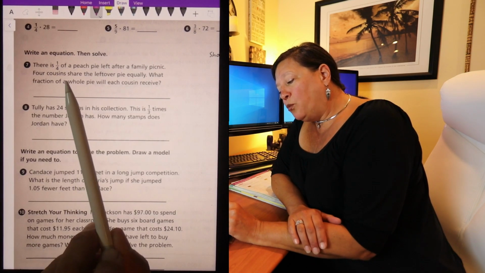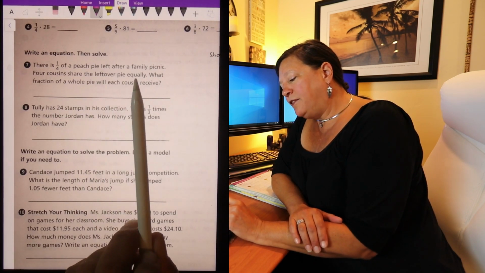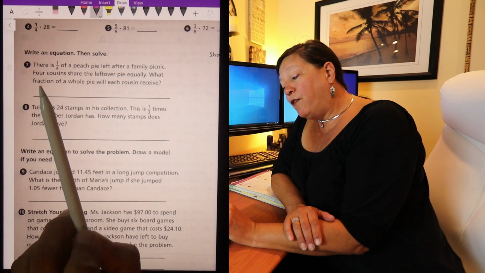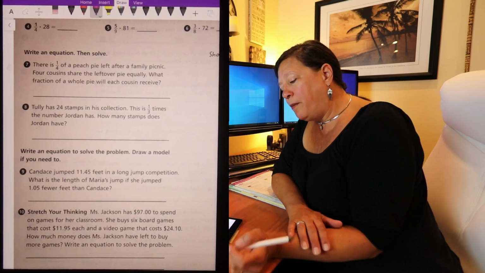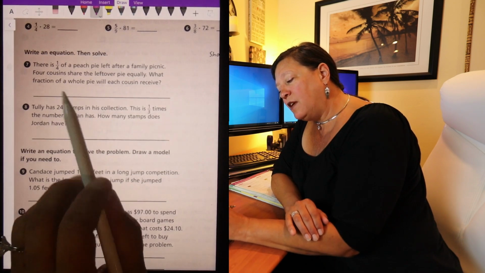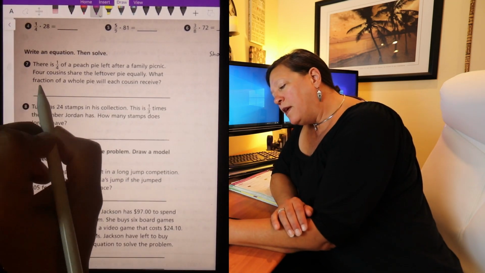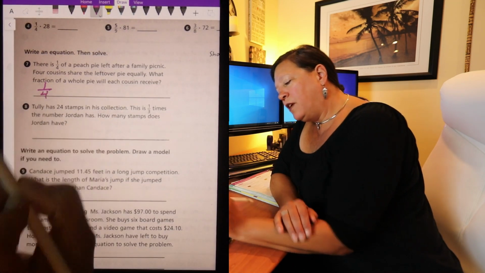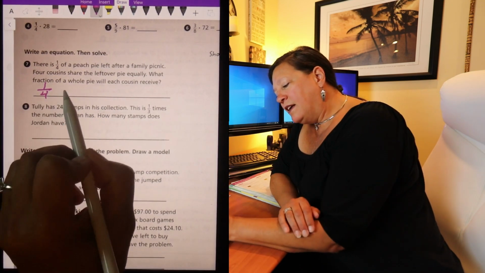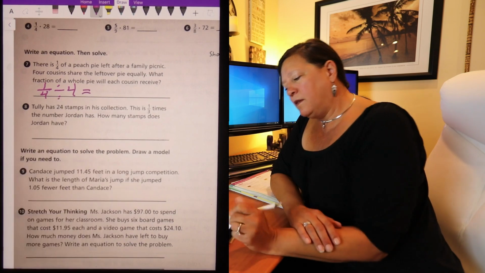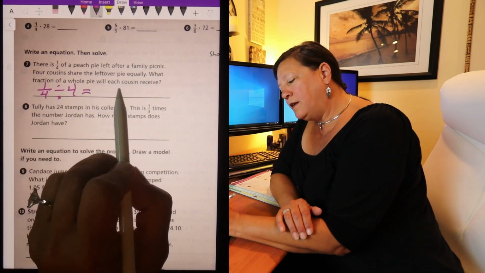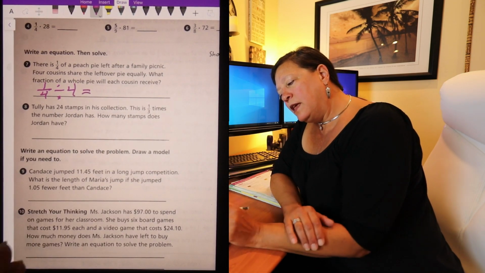Number 7, there is 1/4 of a piece of pie left after a family picnic. 4 cousins share the leftover pie. What fraction of the whole pie will each cousin receive? What is being split up? 1/4 of a piece of pie divided among 4 cousins. Okay, so solve that and make sure you have your label.